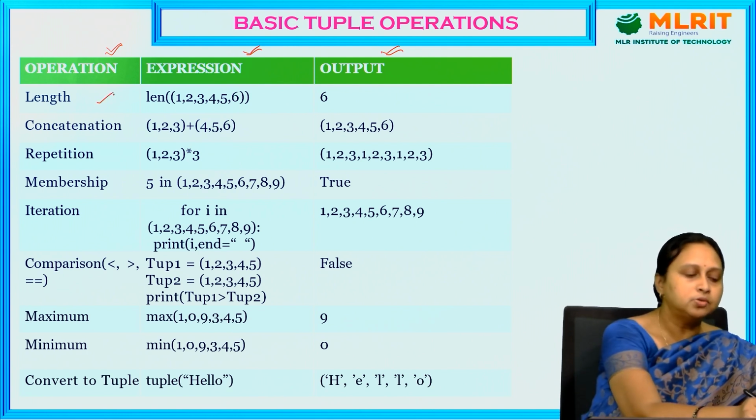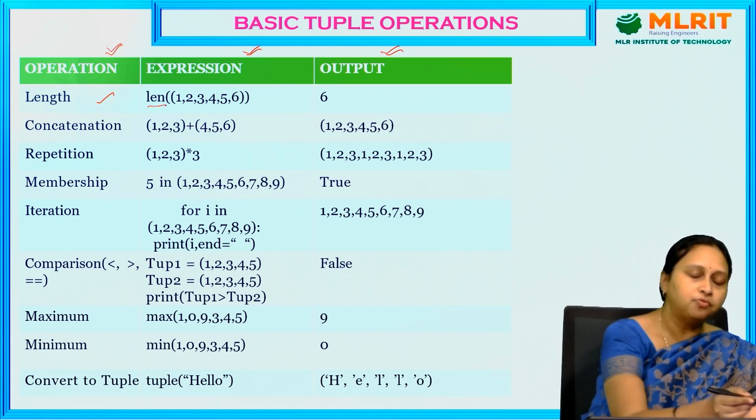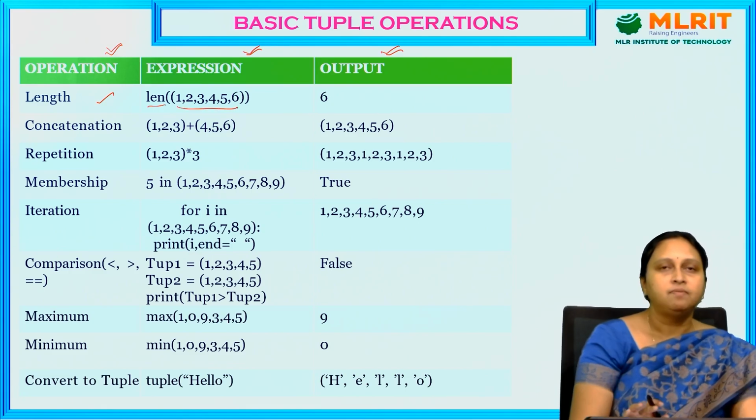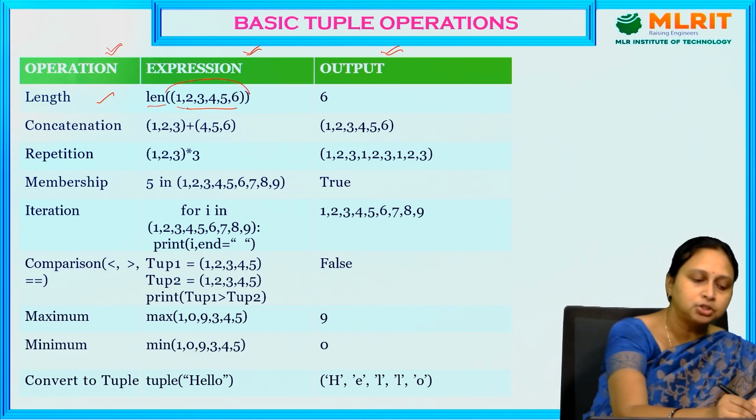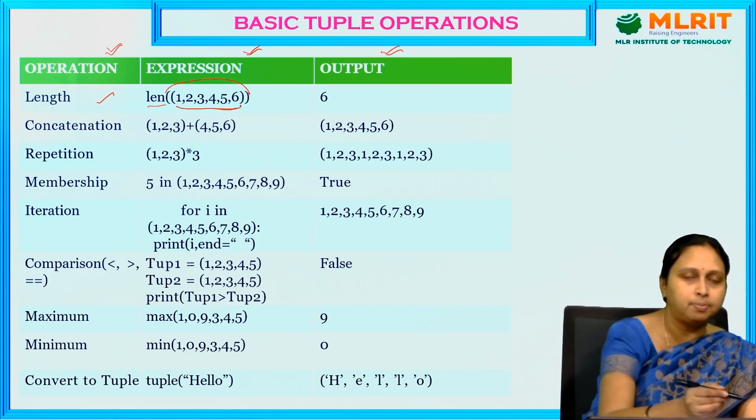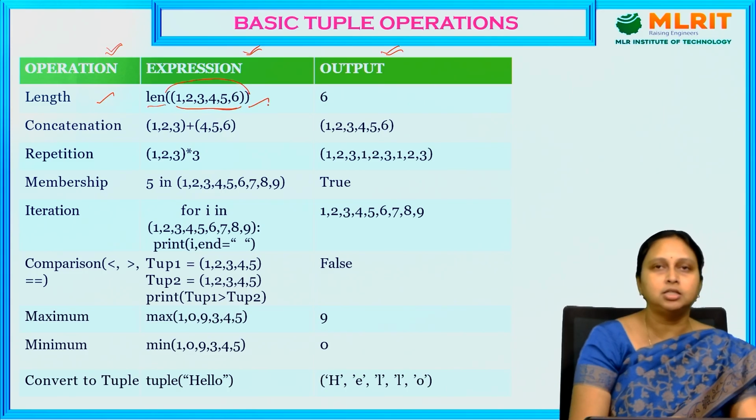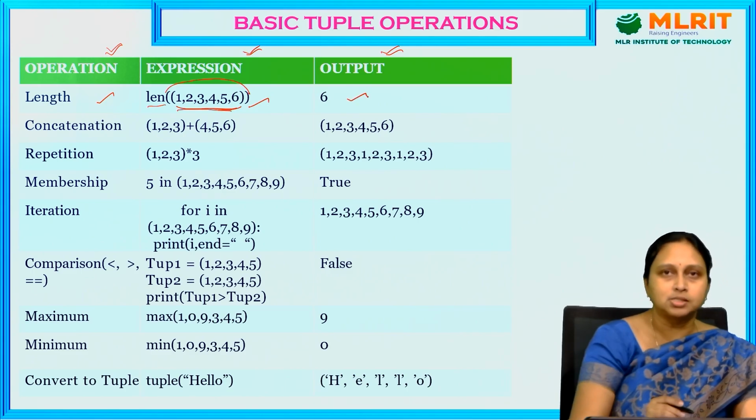Let us see the first one. We are going to find the length of a particular tuple. In that case, we can use a function called len, and we need to give the tuple within the parentheses. This is the parenthesis for the function, and this is the parenthesis for the tuple. Both the parentheses we need to specify. Then it is going to give the length of this particular tuple, that is 6.